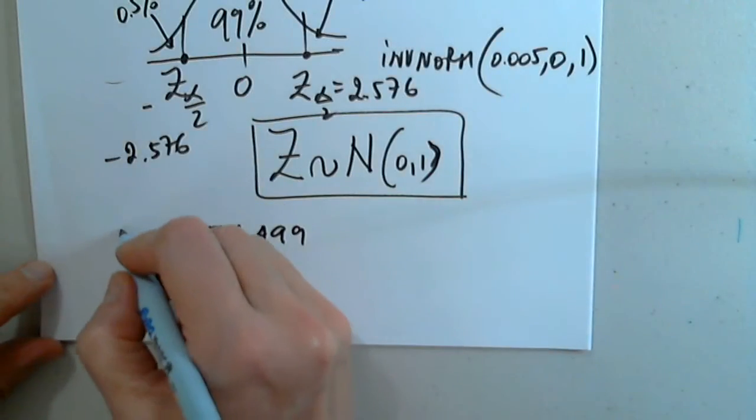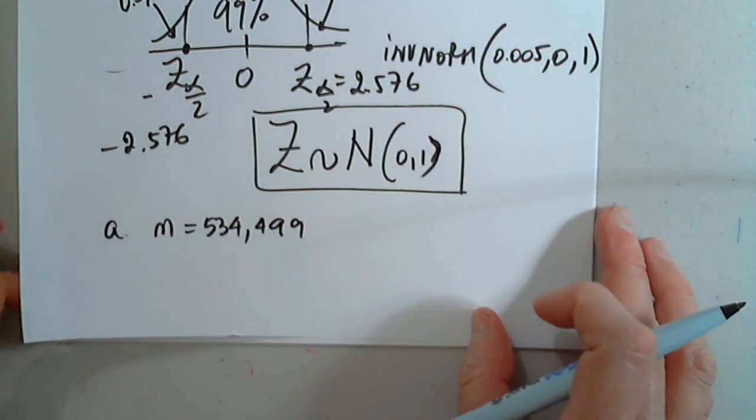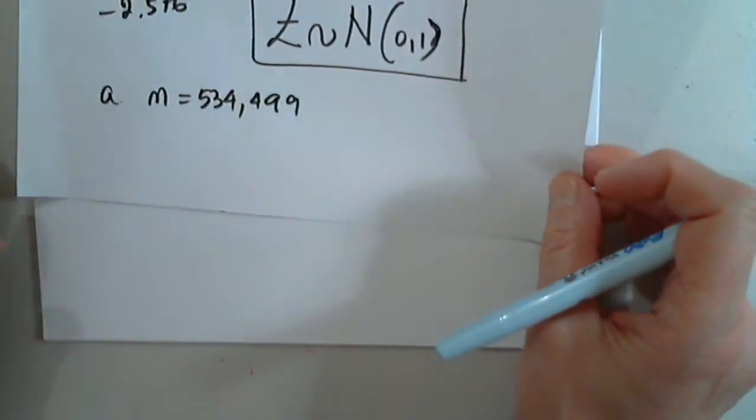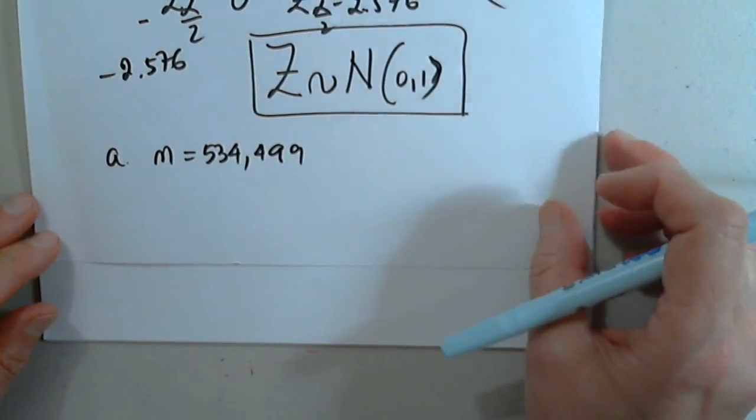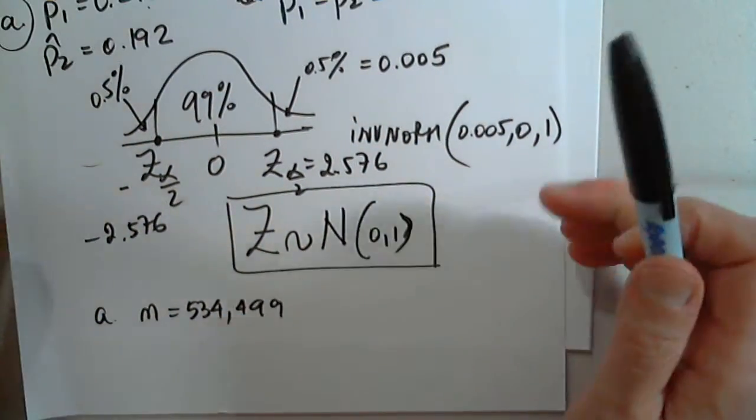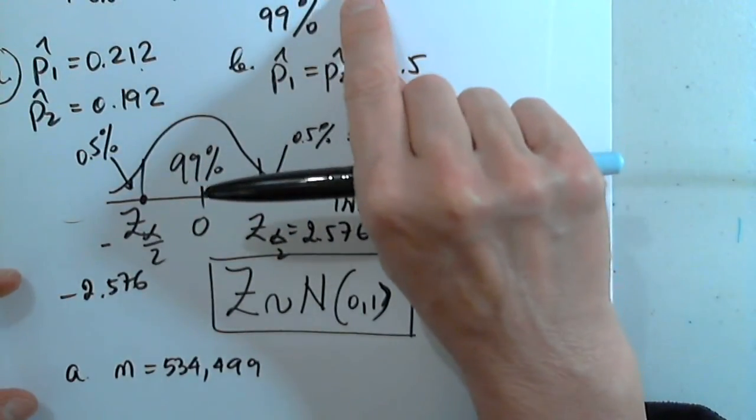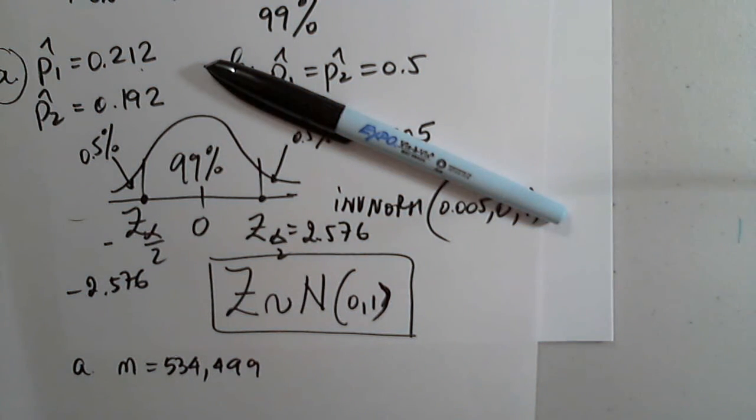Now for part B, that's for part A. Any questions so far before we move on to part B? I have a question. Yes? Where did you get the margin of error, the 0.02? Let's take a look. Maybe I made an error.